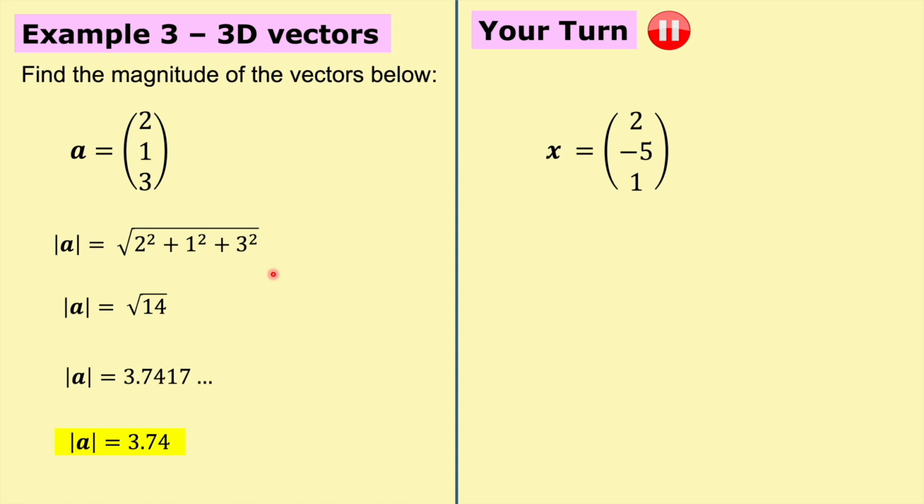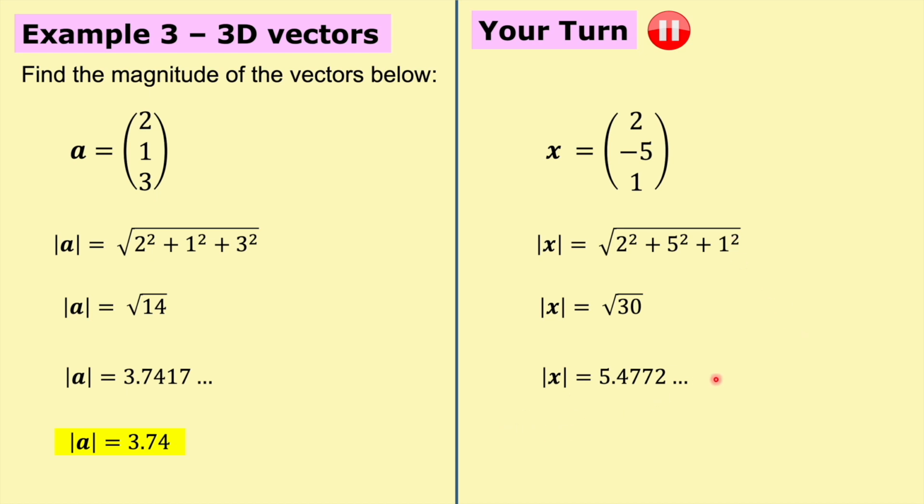Okay, so to find the magnitude of x, you're going to take each of those components and square them. So 2 squared, add 5 squared, add 1 squared, to get the square root of 30. Pop it in your calculator to get 5.477... so your unrounded answer first, and then round it to 2 decimal places to get 5.48. So really well done if you got that.